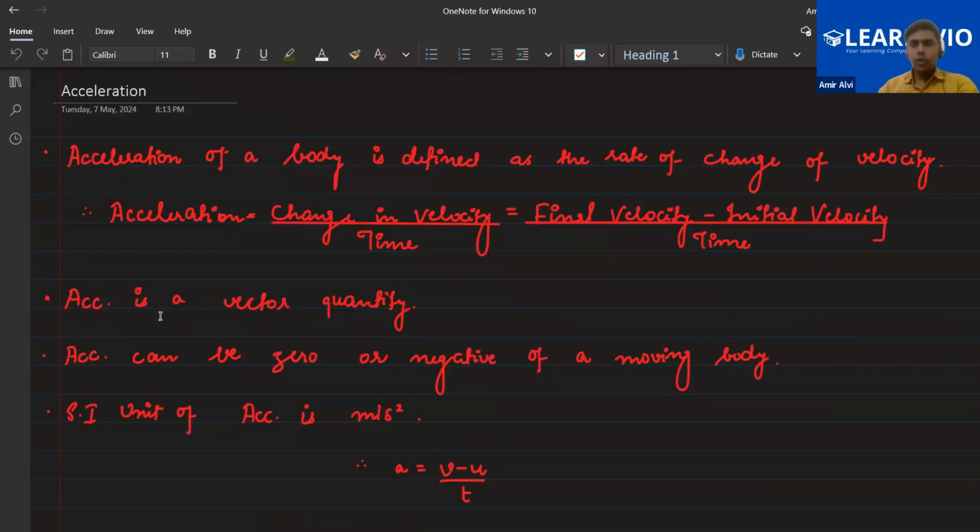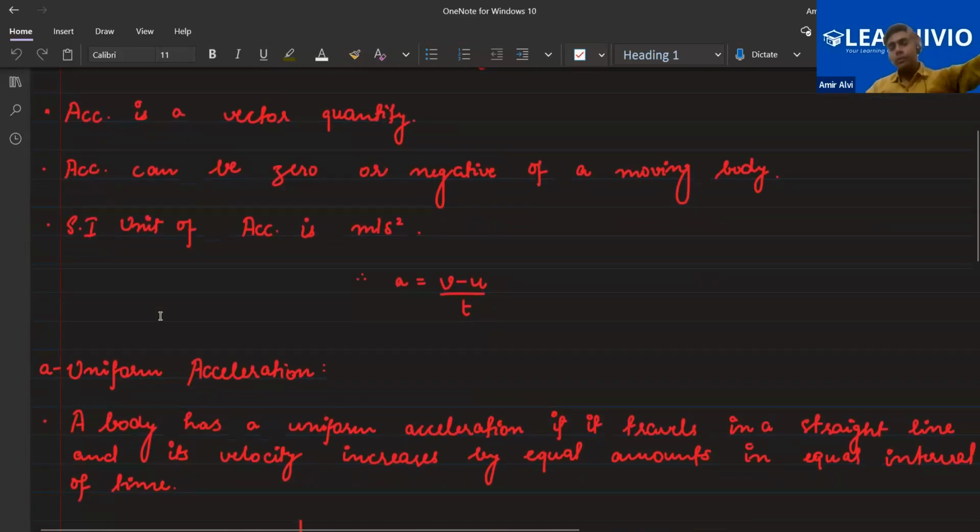So in the acceleration topic, I've told you what acceleration is, how we define it, and the equation of acceleration, right? We have two types of acceleration. First one is uniform, second one is non-uniform. We have started the uniform motion, and now in this class we'll study the graphs of uniform motion, like uniform acceleration.